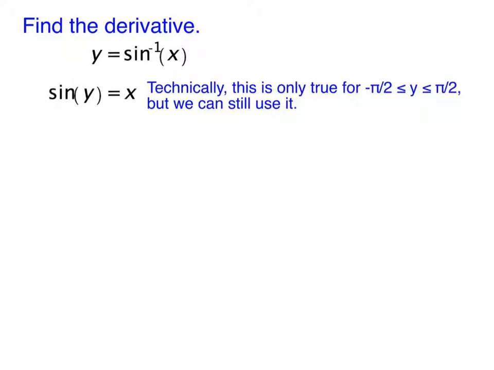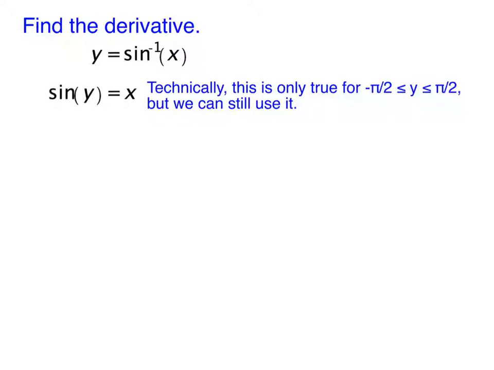Now, technically speaking, this is only going to be true for y values between -pi/2 and pi/2, because there's the whole cycling thing, but we're still going to be able to get the right answer this way. And we're still going to be able to derive it this way. So it's okay. Now that I wrote it like this, sine of y equals x, we can use implicit differentiation to find the derivative of this function.